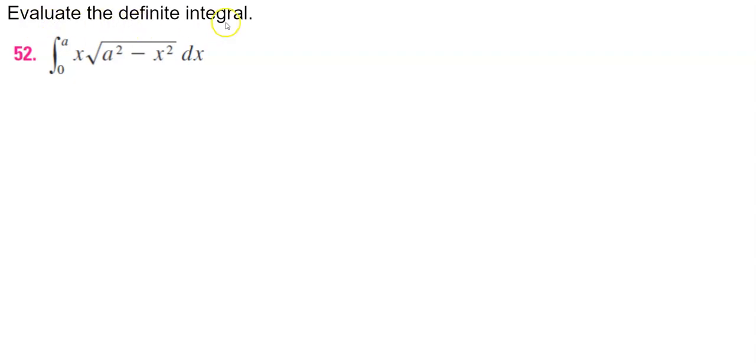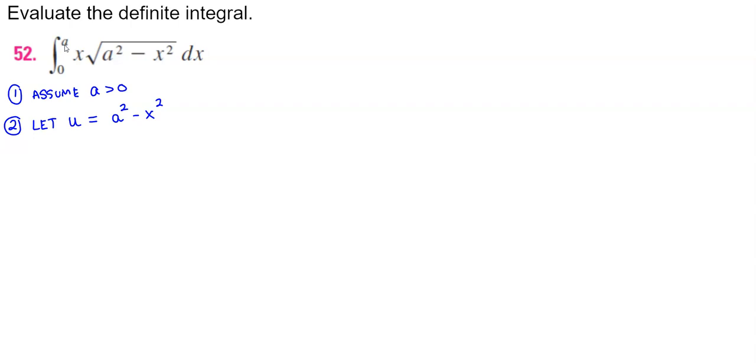Okay, here we want to evaluate the definite integral. We have x times the square root of a squared minus x squared times dx going from 0 to a. Now, we have to first assume that a is greater than 0. Okay, and then therefore now we want to let u equal what's inside the radical. So u is going to equal a squared minus x squared.